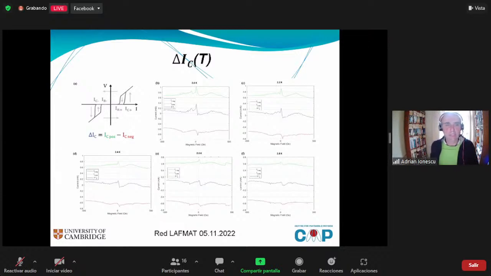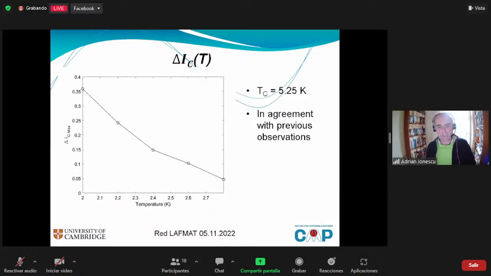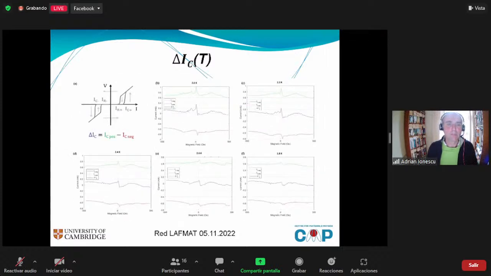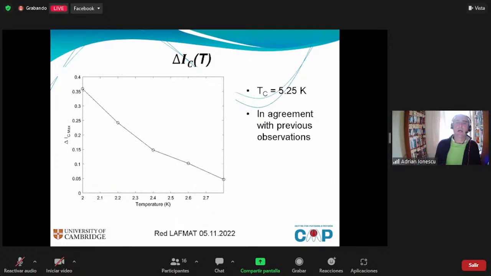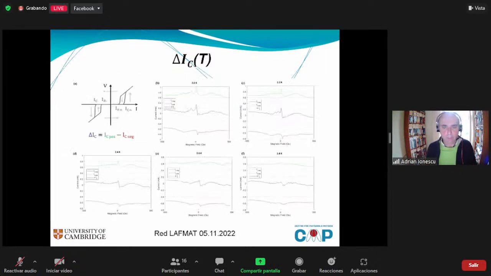And we see, of course, that as we approach the critical temperature of 5.25, it decreases, what you would expect, because it is a superconducting effect or a proximity effect due to superconductivity and ferromagnet, which leads us to the same critical temperature at 5.25 Kelvin, which we had previously measured by the RT measurements.